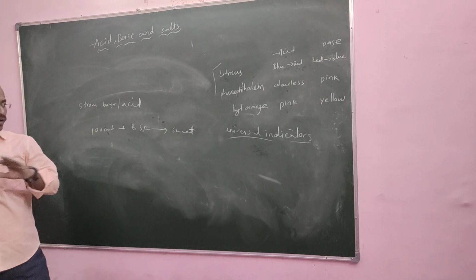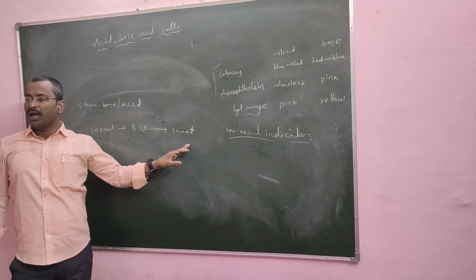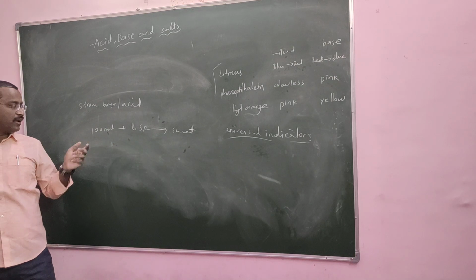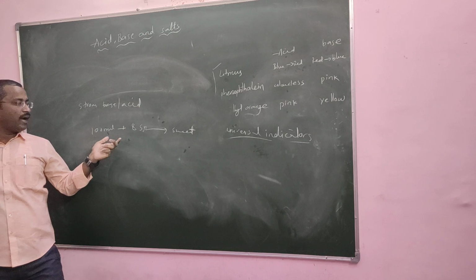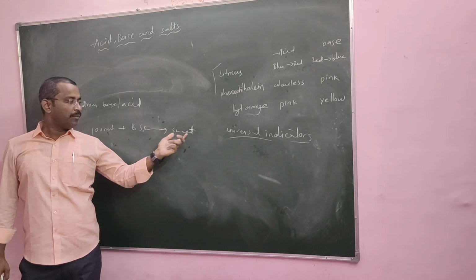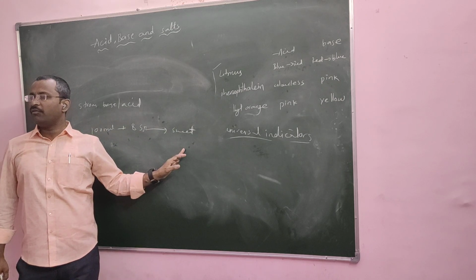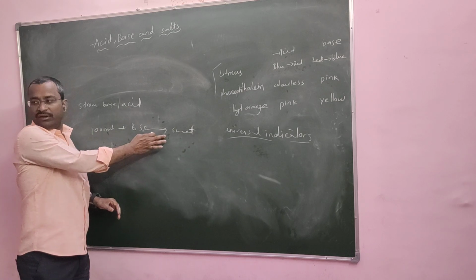If you want to reduce the sweetness, what do you do? Either add water or add milk. Is it clear, everyone? 100 ml of milk added with 8 spoons of sugar. What happens? The sweetness is going to be more. Now you want to change the sweetness. What will you do? Now it is a stronger one, meaning a concentrated one.